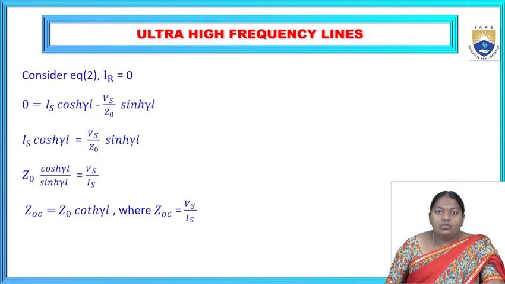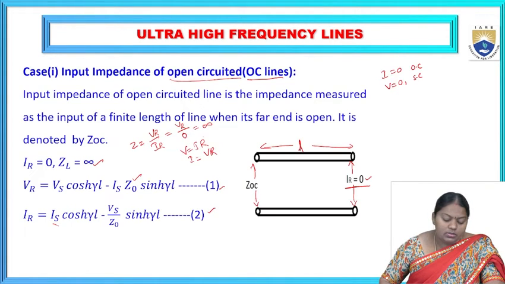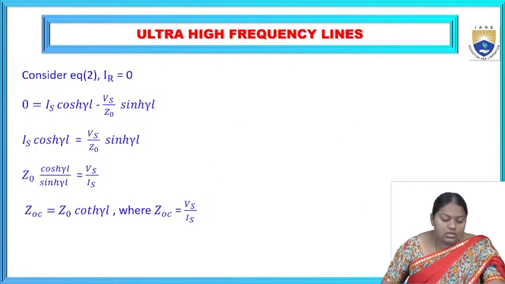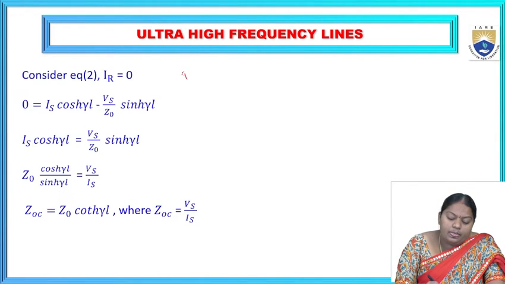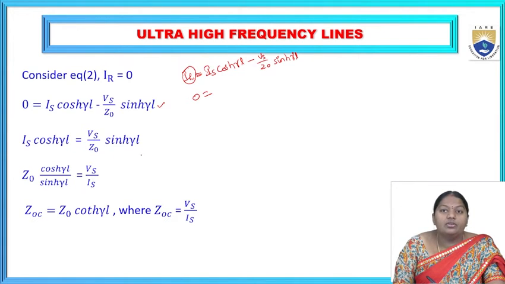To write the equation for the open circuited impedance ZOC, consider equation number 2, that is IR equals Is into cosh gamma L minus Vs by Z naught into sinh gamma L. In this case, for the open circuit, we substitute IR by 0, so 0 equals Is cosh gamma L minus Vs by Z naught into sinh gamma L. Separating the two terms, Is cosh gamma L equals Vs by Z naught into sinh gamma L.